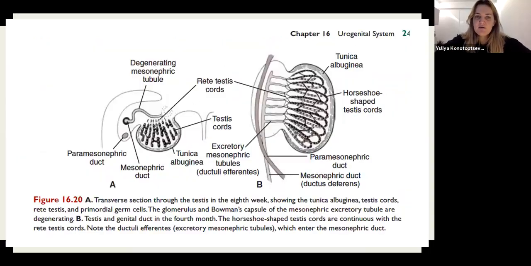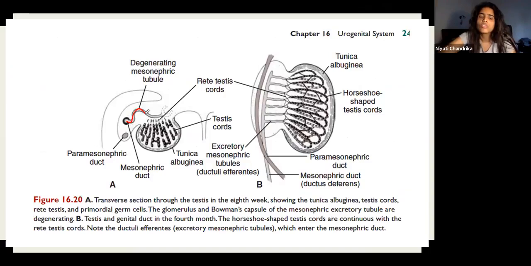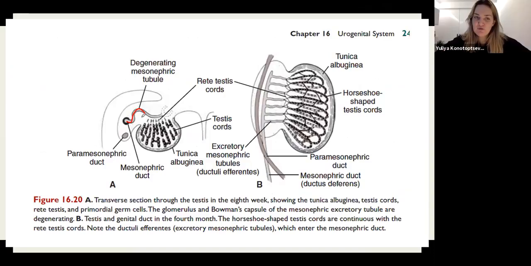Okay, so there you go. That's what you can see here. These are my sex cords within the testes. You will call them medullary cords because they're somewhere here. What was this, the S-shaped structure? Mesonephron. So this was the excretory tubule of the mesonephron. This was the mesonephric duct. This is the paramesonephric duct.